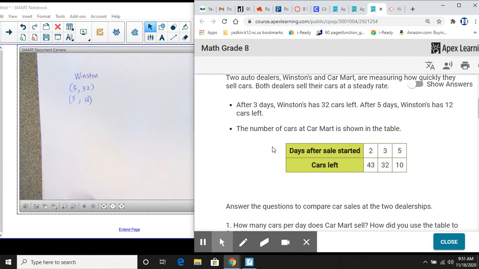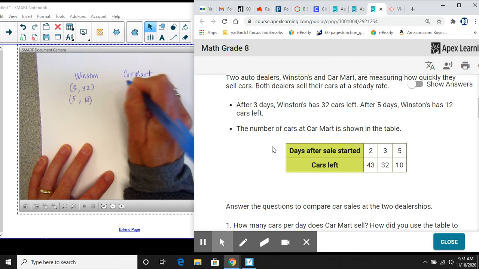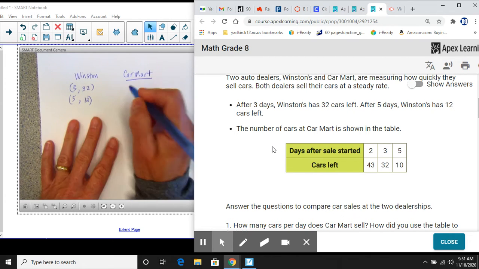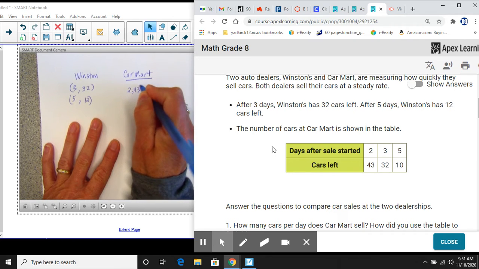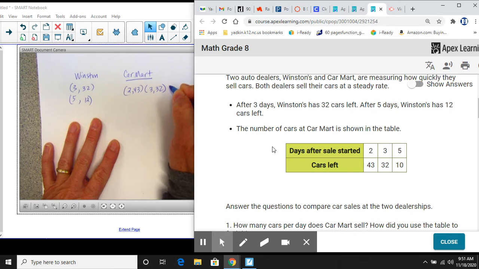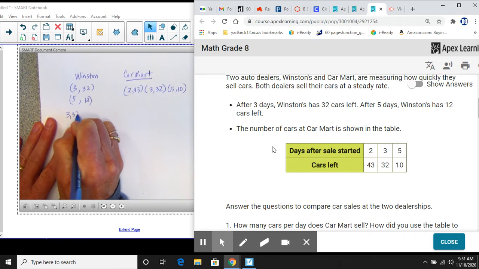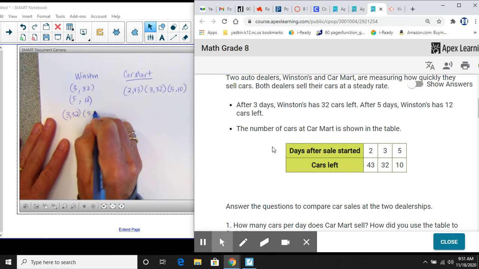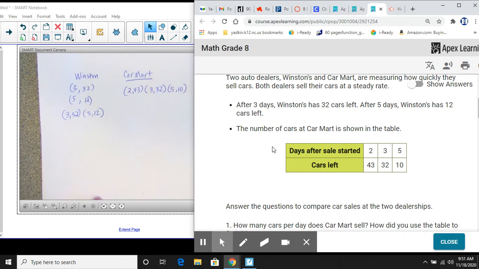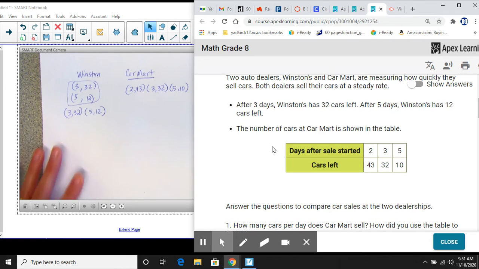For Car-Mart, the information is shown on the table. So I'm going to make a little place over here for Car-Mart. I'm going to write down 2 of these ordered pairs. 243, I'm going to write them side by side this time. 332. Well, I'm going to go ahead and write this one too. 510. And I'm going to rewrite these side by side because that's how you're used to seeing them. It helps you to see that better side by side as opposed to vertically. These are the same thing as this.